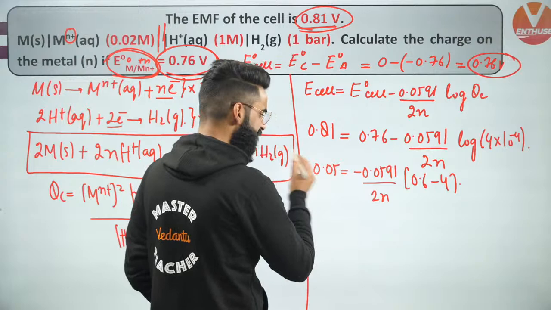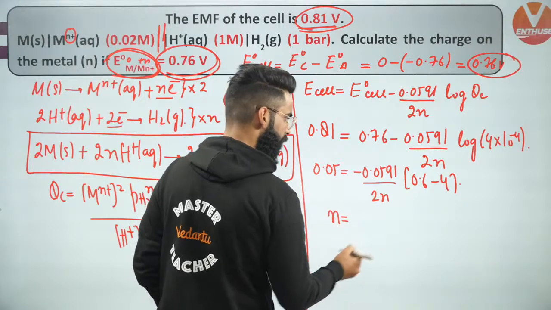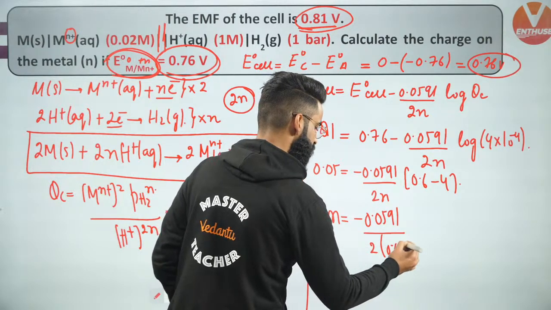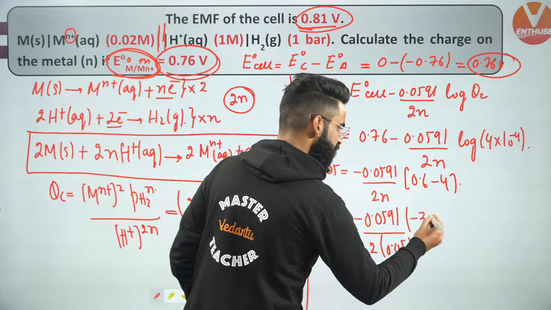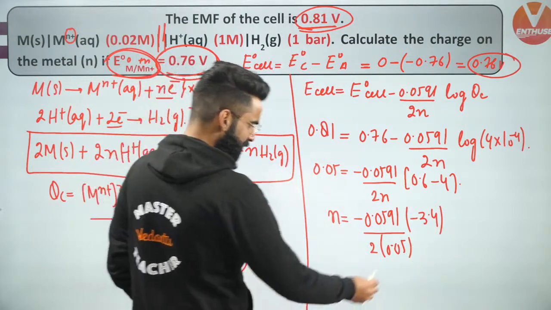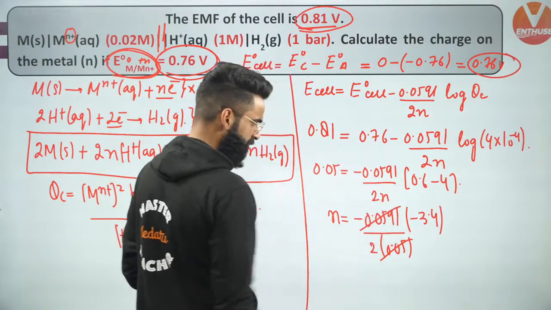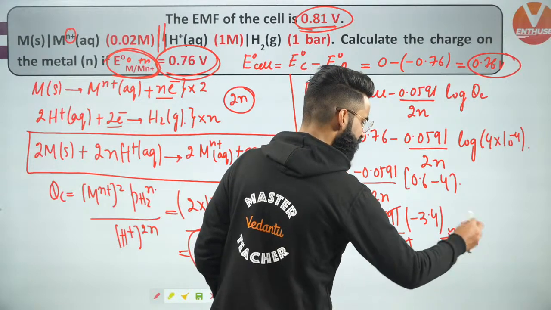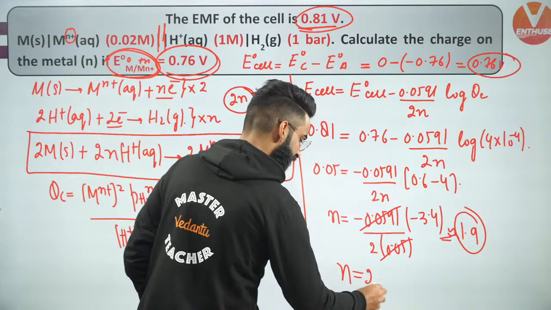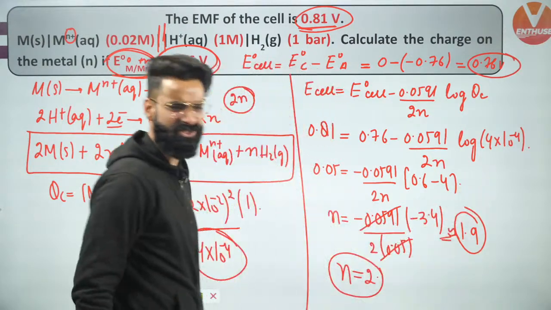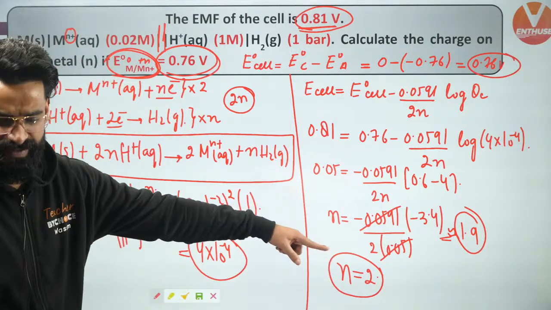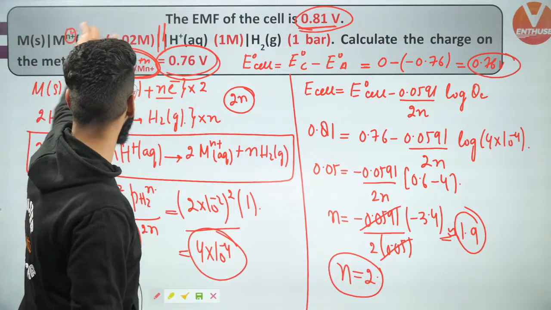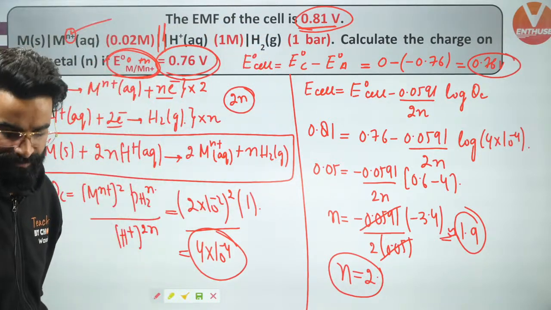Just take this 2n on this side, or I can write n is equal to minus 0.0591 divided by 2, multiplied by 0.05, multiplied by this, which is going to be minus 3.4. Approximately this and this will get cancelled out, and you'll get the value of n as around 1.9 something. The n value is 1.9, so I have to take n as 2, because charge cannot be fractional. The integer closest to 1.9 is 2. So n will be 2, and n is the charge present on this m, which we were supposed to calculate.